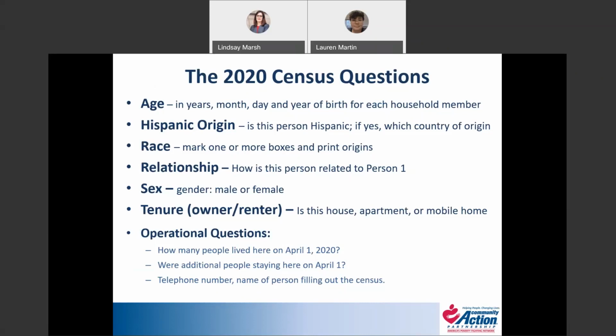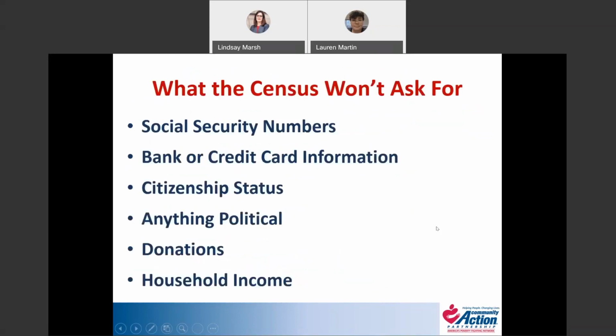So these are the operational questions. How many people live here? Were additional people staying here? And they want the telephone number and the name of the person filling out the census. So if they have questions about what you've put on your form, they know who to reach out to get clarification. That's what the census will ask.